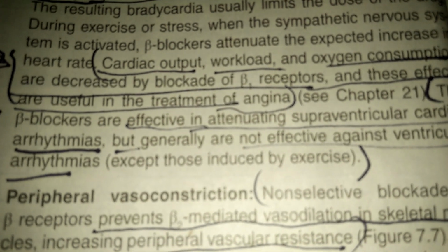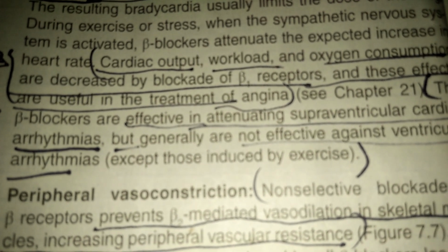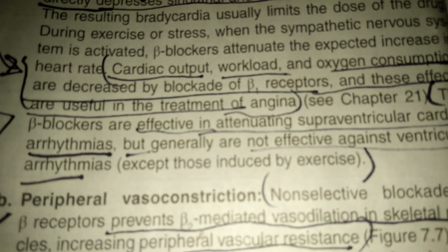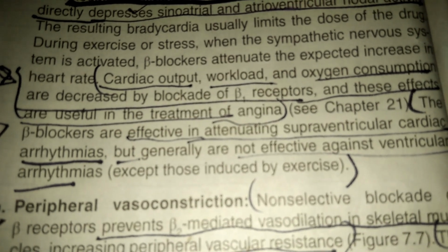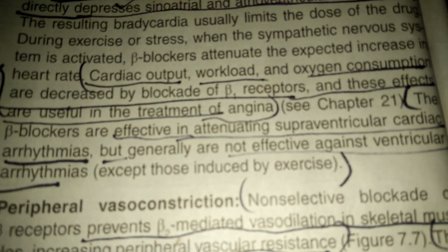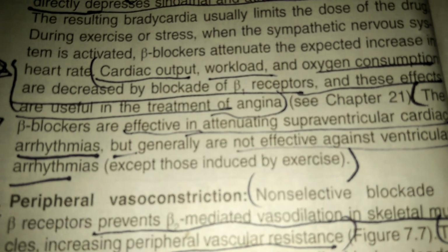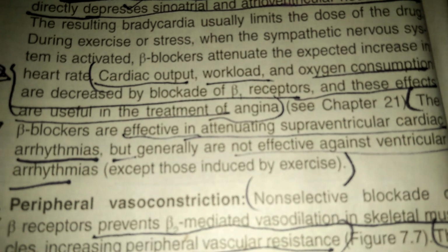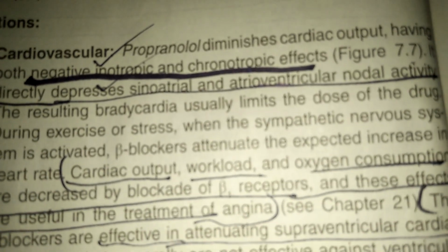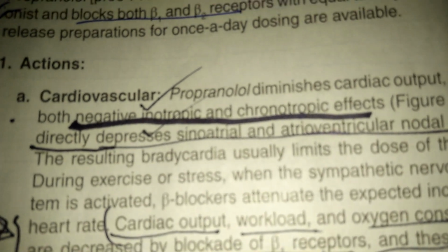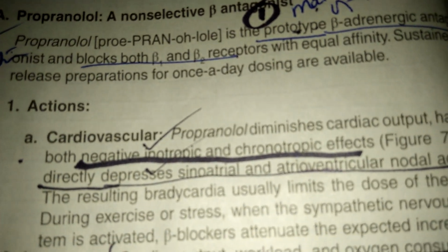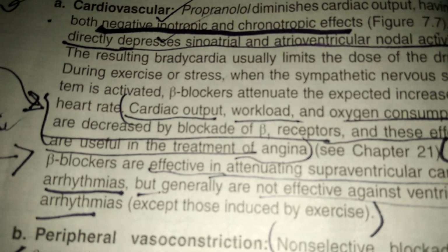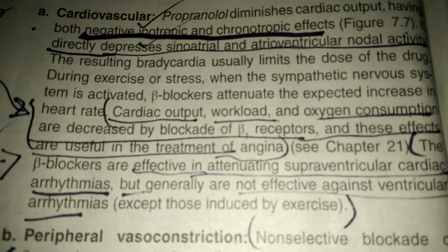And here you can see why it is important in patients with arrhythmias, abnormal rhythm of the heart. And beta blocking agents are particularly effective in supraventricular cardiac arrhythmias that originate above the ventricles. Here you can see it directly depresses the SA node and AV nodal conduction. Therefore, it is particularly important in patients with supraventricular arrhythmias.